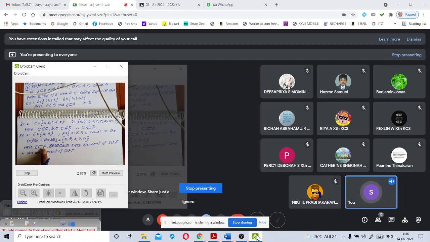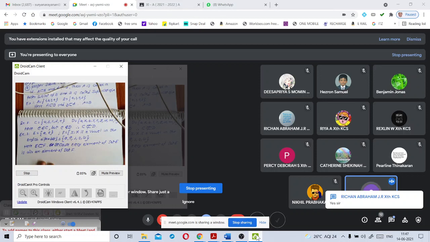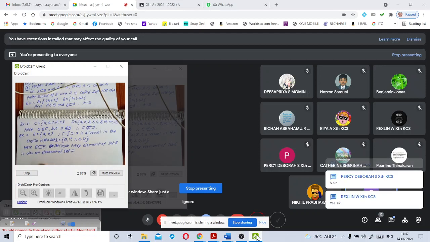Understood this point, my dear children? Understood, my dear Disha Priya, Samuel, Benjamin, Richan, Rexlin, Percy, Catherine, Mahima? Yes.